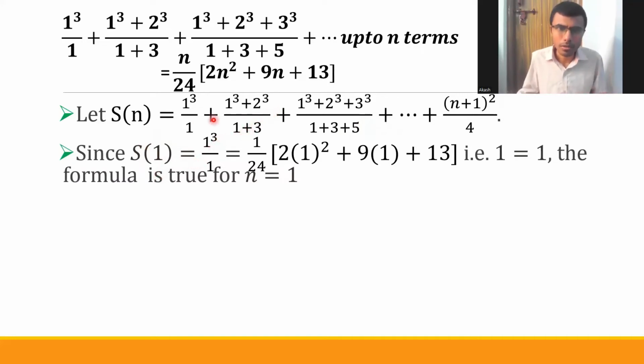for n equal to 1. So S of 1 you find. S of 1 would be nothing but just the first term here, 1 cube by 1. And in the RHS, here also you just keep 1, okay? If you evaluate, since S of 1 is equal to this, that is 1 equal to 1, that formula is true for n equal to 1, okay?